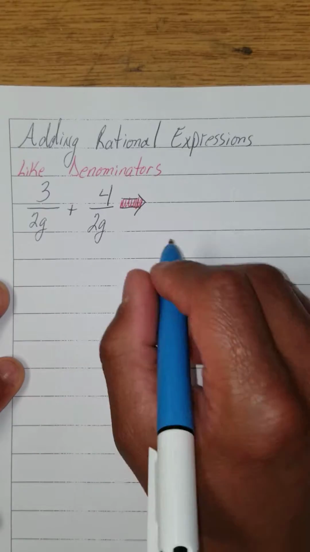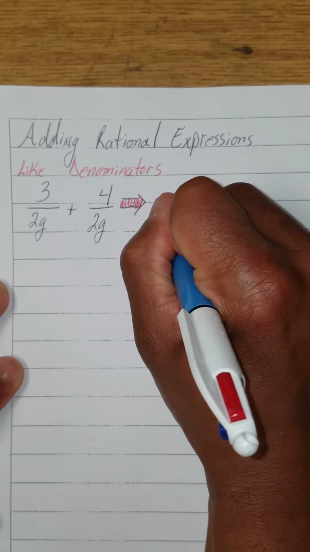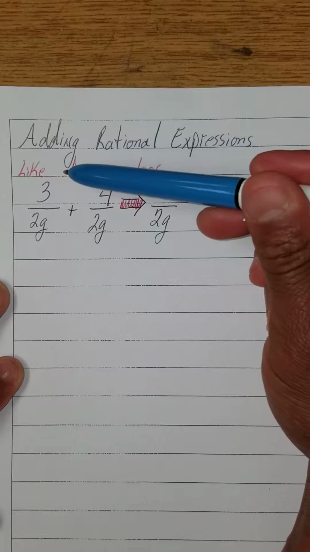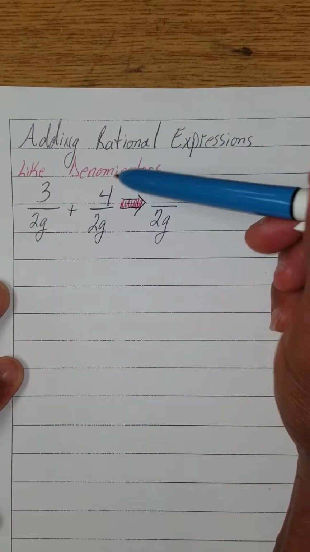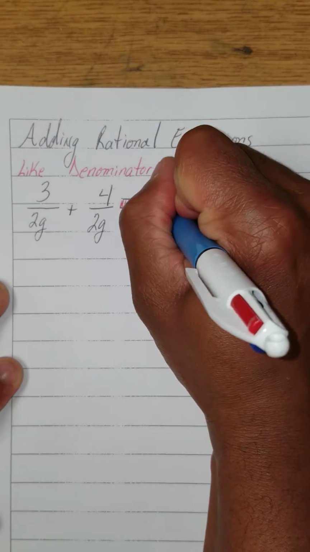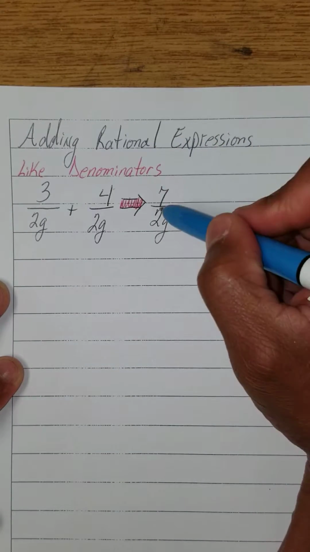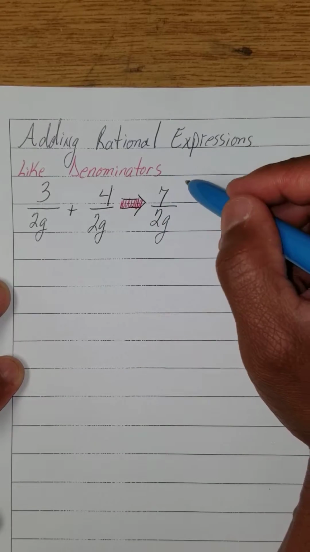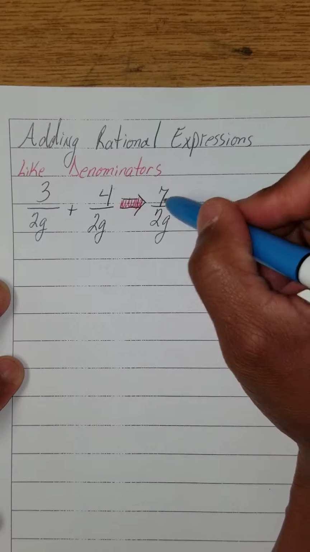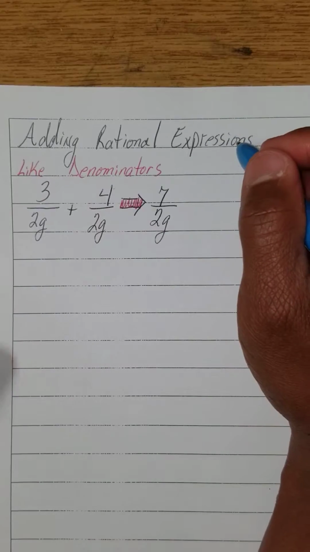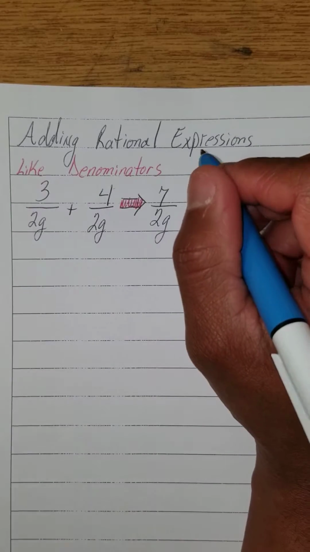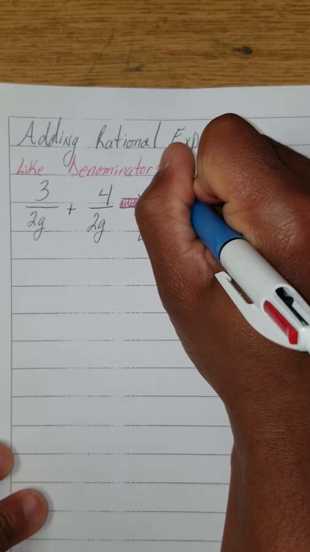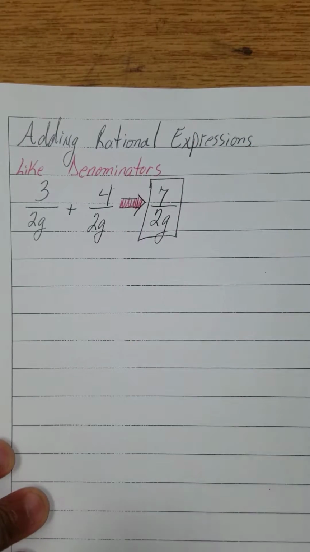My denominator is 2g, so here I'm going to have 2g as part of my final answer. And I'm going to simply add my numerators, in this case 3 plus 4, and it's going to give me 7. If these two numbers, 2 and 7, were divisible, meaning 2 can divide 7 evenly, or they were able to be reduced, we must divide or reduce. In this case, we cannot, so 7 over 2g will be considered our final answer.